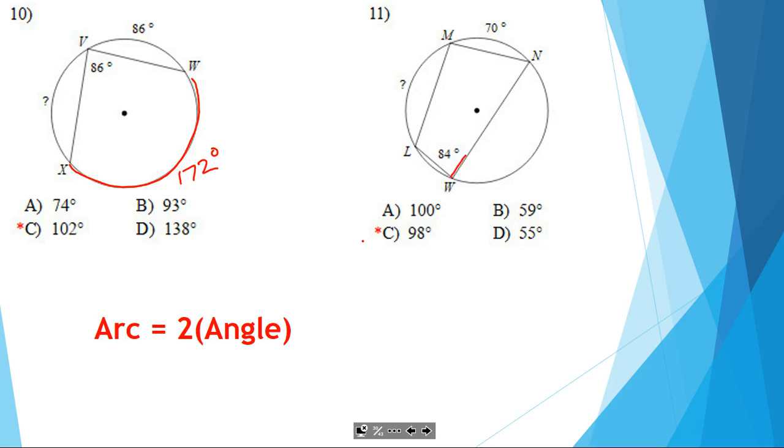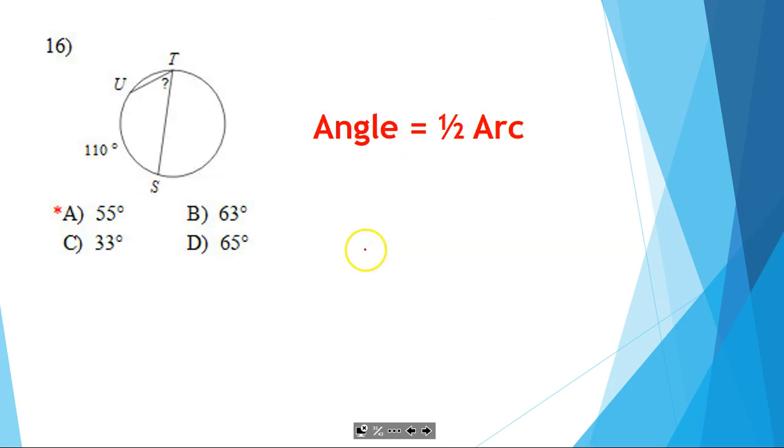I want to point something out over here. This right here is another inscribed angle, if you notice, and this is the arc that it maps to. So to find that arc, we're going to multiply 84 times 2. That's 168. To find our question mark, we would subtract 70 from that 168. Now, number 16 is also a problem that uses this property. This time we're looking for the angle. Well, the angle is half the arc. So the arc's 110, so we just divide that by 2, which means it's 55.